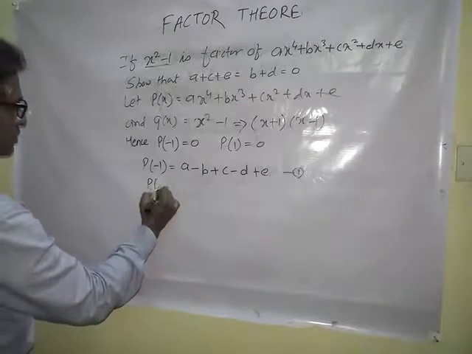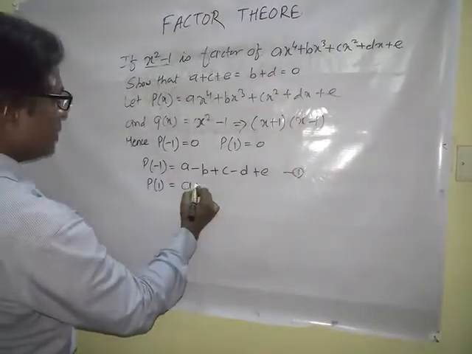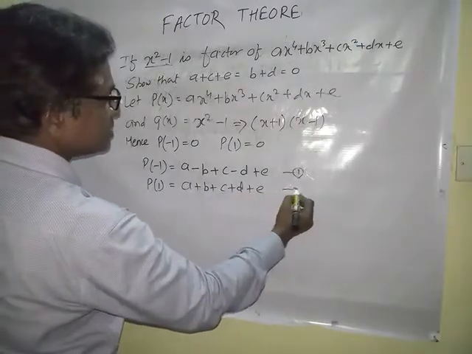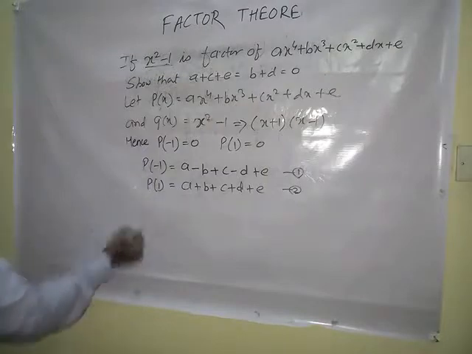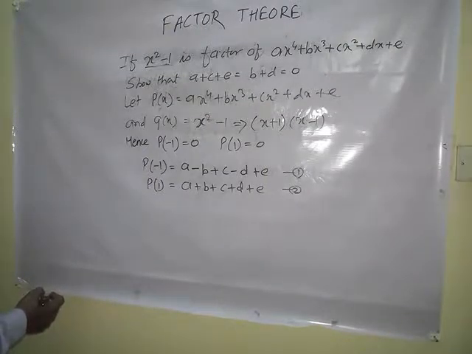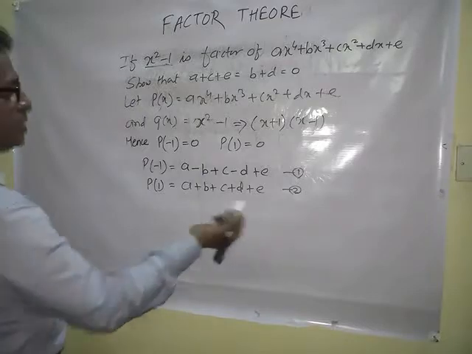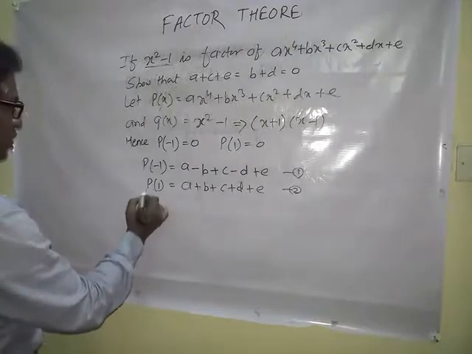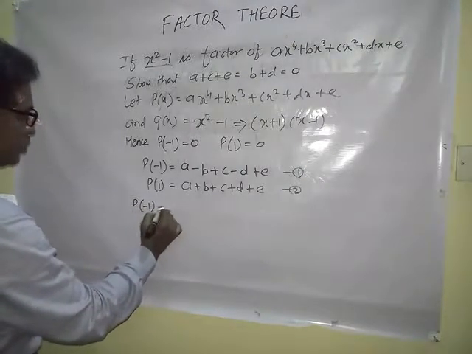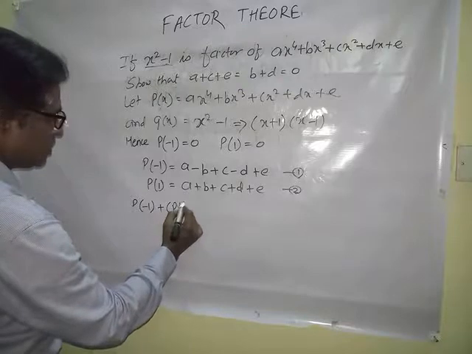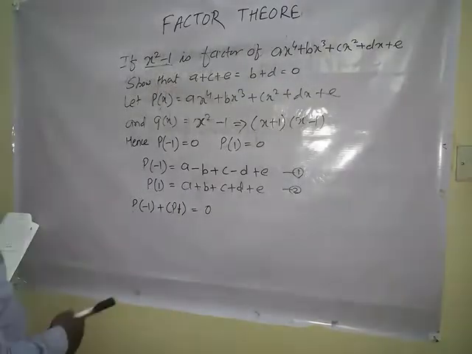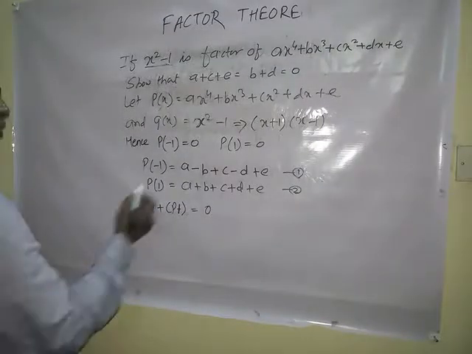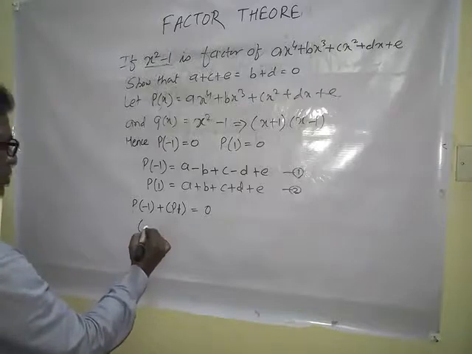And p1, you will get a plus b plus c plus d plus e, that is p1. And these two values are 0. So what you can do? You can add both the sides, like here add p minus 1 plus p1 equal to 0. Left hand side you are adding and right hand side you are adding. So when you add this, let us solve this.